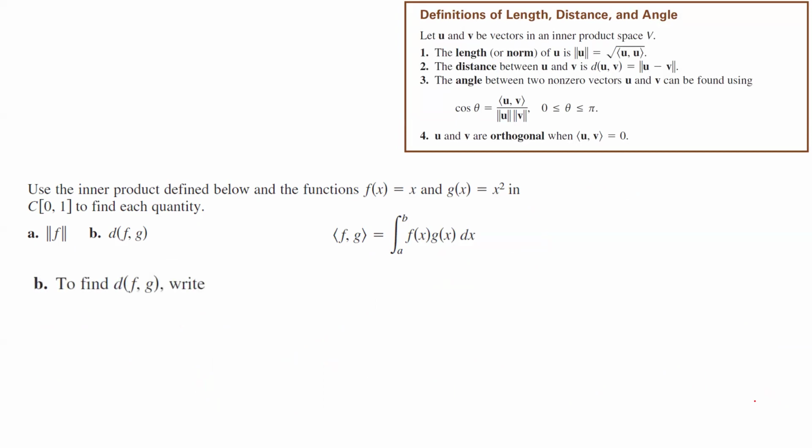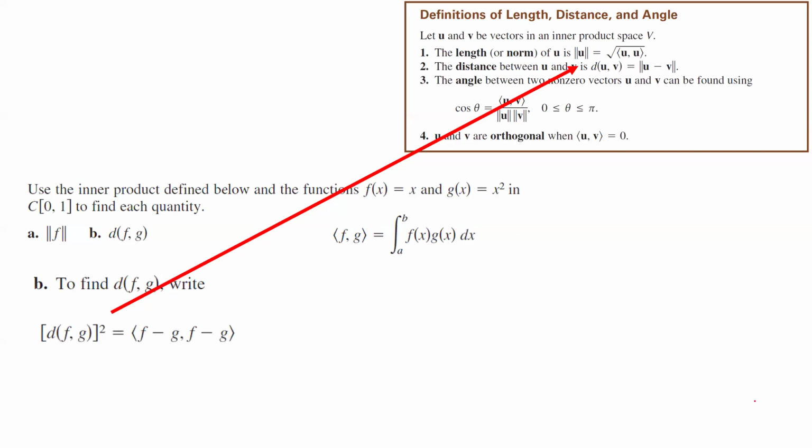The distance between f and g is the magnitude of u minus v, or the magnitude of f minus g. But the magnitude of f minus g, going back here, is equal to the square root of the inner product between f minus g and f minus g. Or if you raise it to the second power, it becomes the inner product of f minus g and f minus g. So here we go.